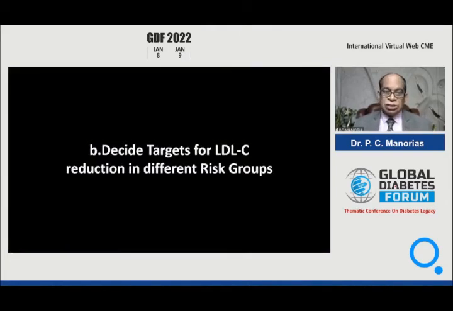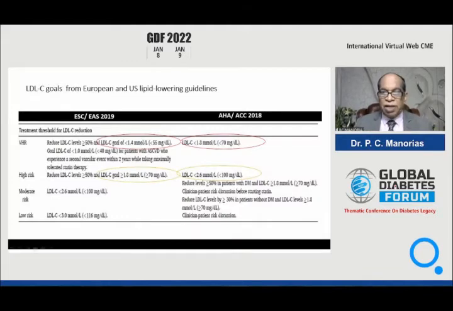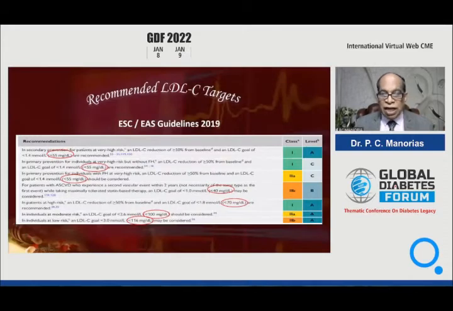The second issue is, after assessing the risk, we try to look at the target which should be for the patient. Now, if you look at the AHA is still behind, 70 is the target for the very high risk. ESC, 55 is the target, and if you have a cardiovascular event despite high intensity statin, it is less than 40.